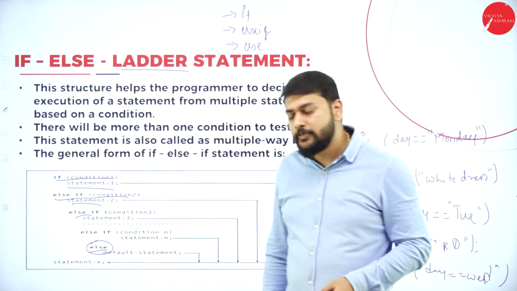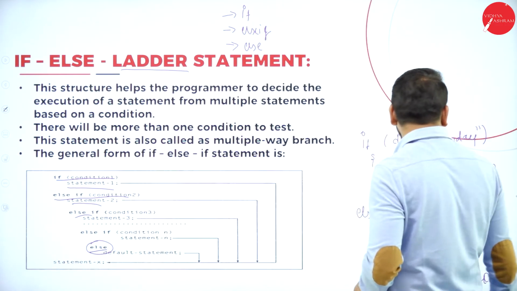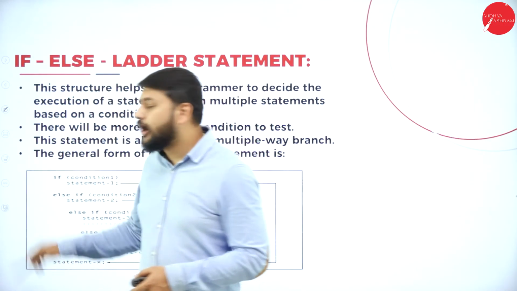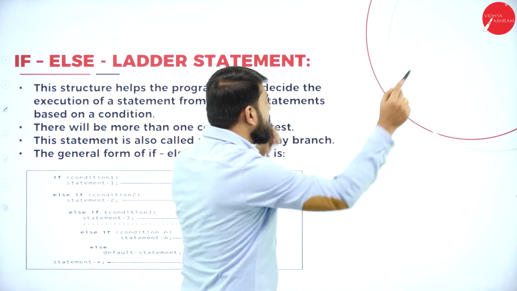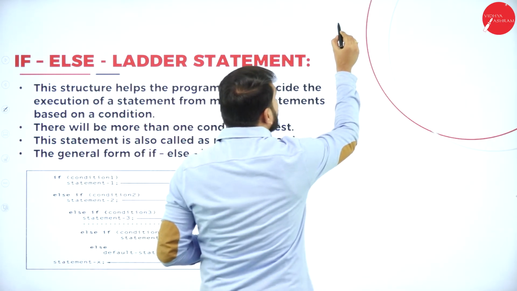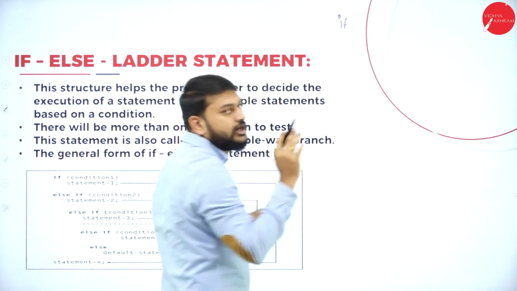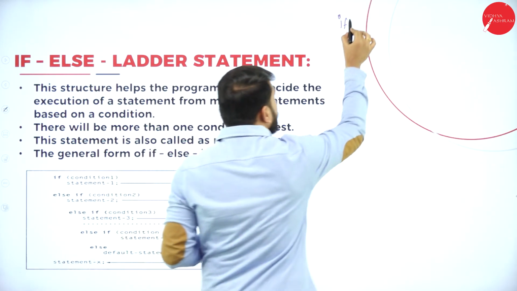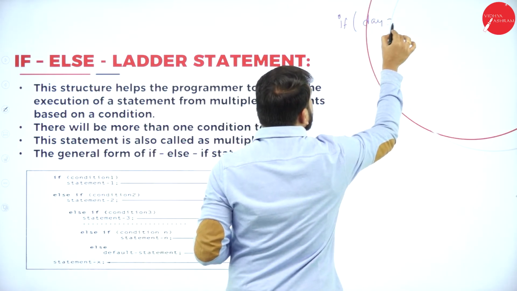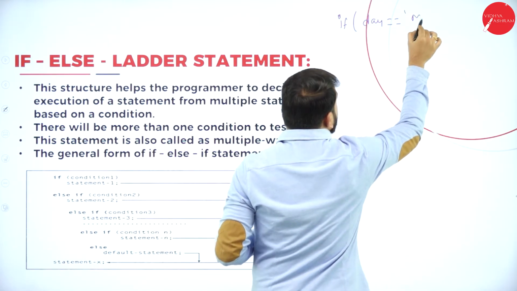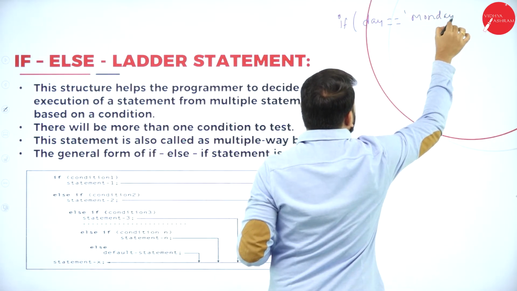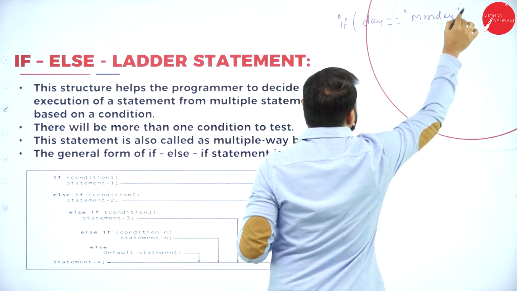What is that you will remember now? Let me write and show you one more time. You have to repeat along with me. So what is that I will have? I will have if. So if day is equal to Monday. This is the condition that I am checking. Let's understand this.